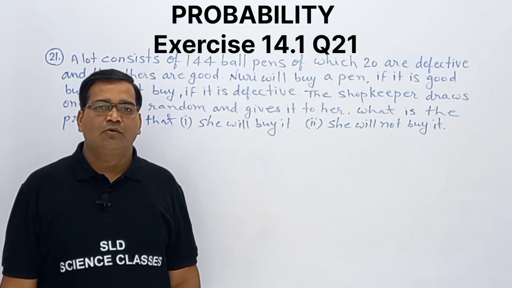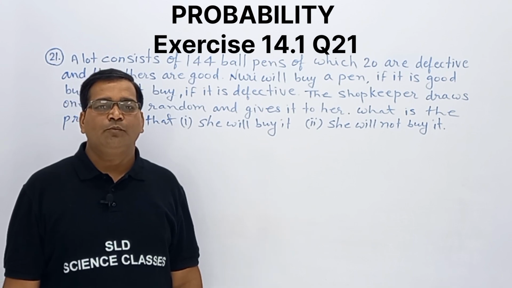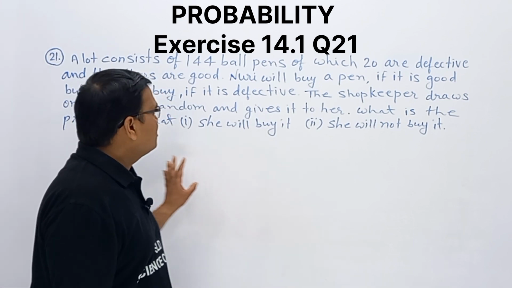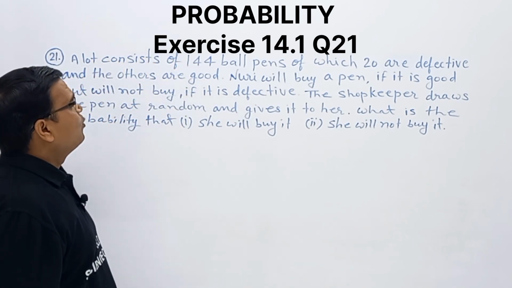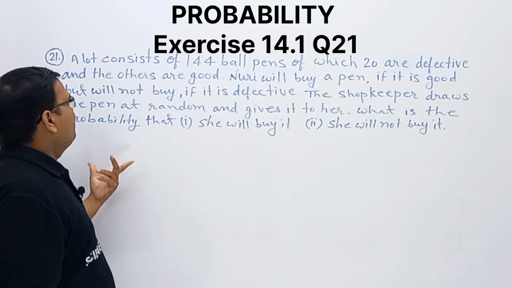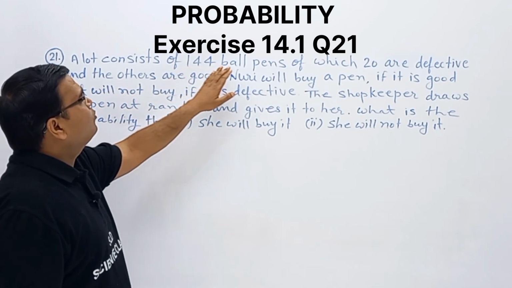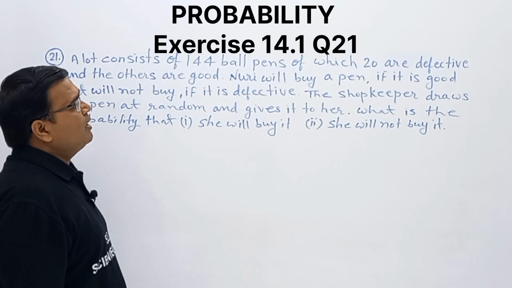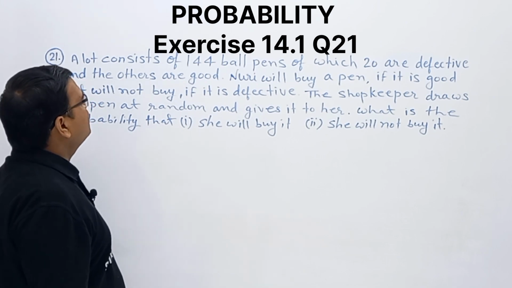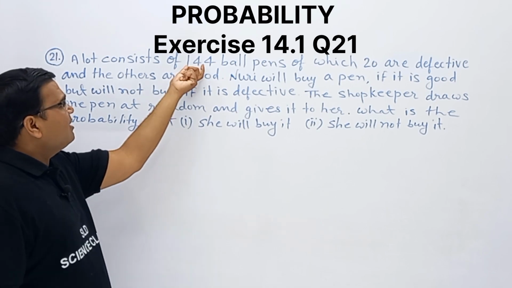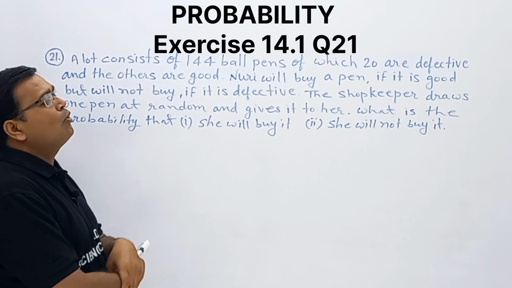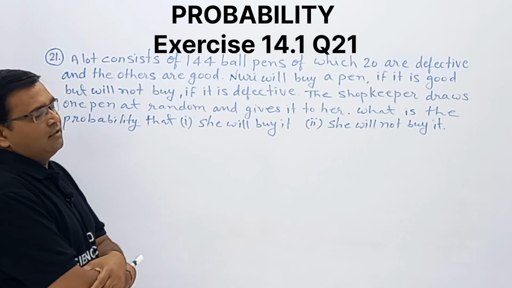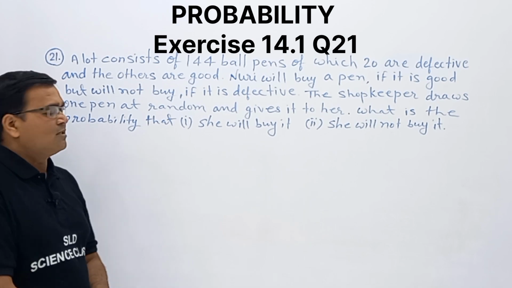In this class, we are going to discuss question number 21, exercise 14.1, probability. Observe this question. A lot consists of 144 ball pens, of which 20 are defective and the others are good. In 144 ball pens, we are having 20 defective ball pens and the remaining are good ball pens. Clear?